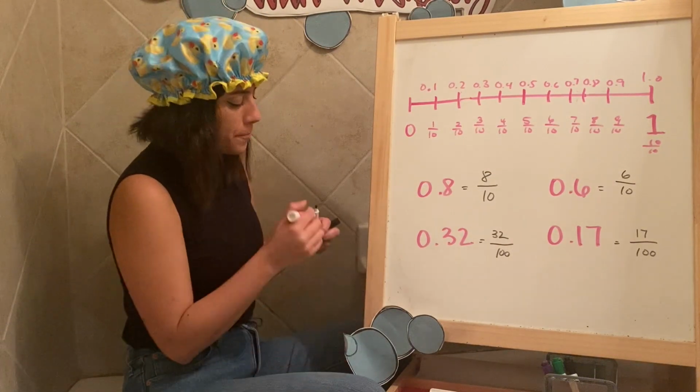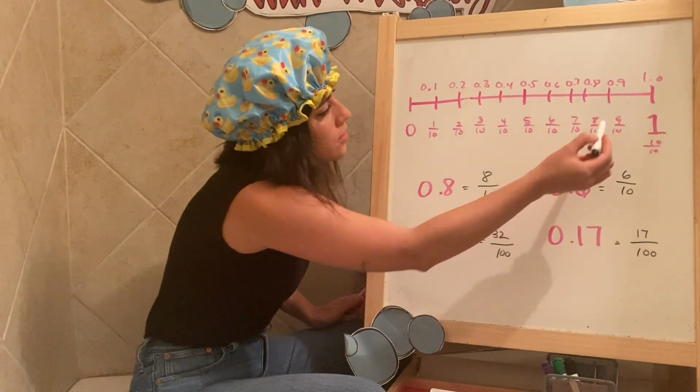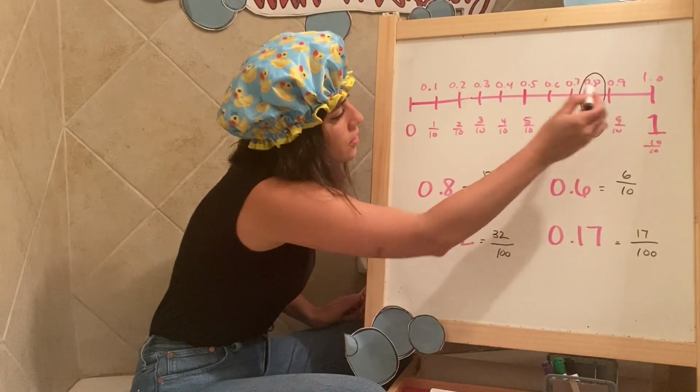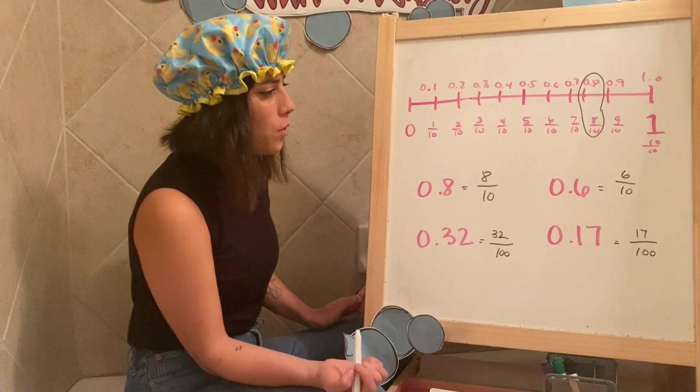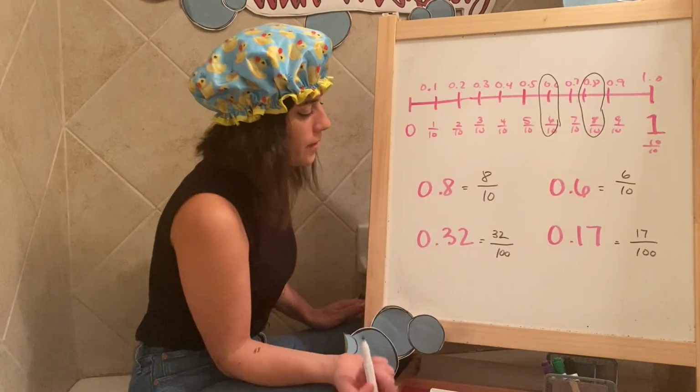Okay, now looking at where these fall, 0.8. So this would be here, right? That equals the same. I found 1. 0.6 equals 6/10. Found that one.